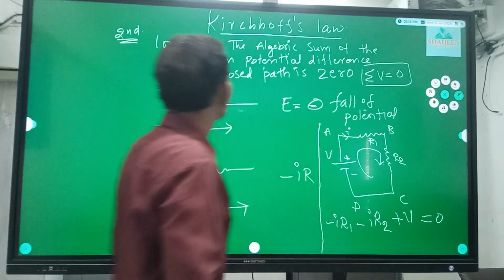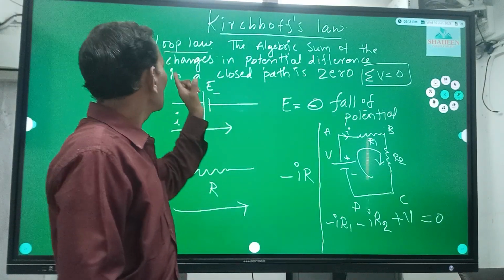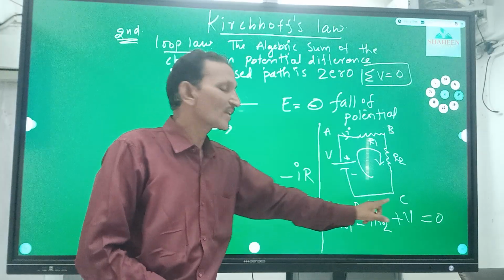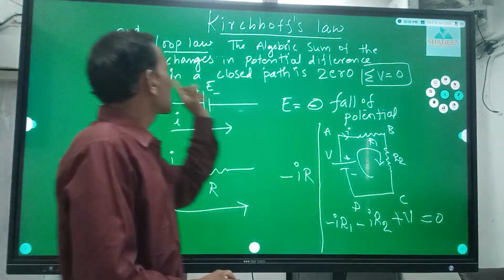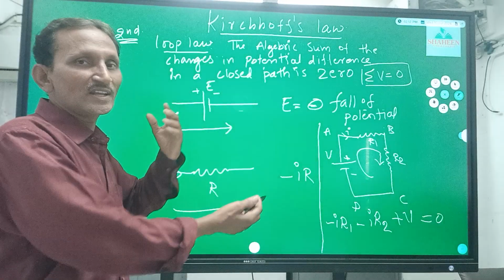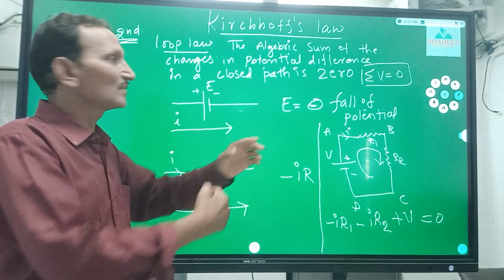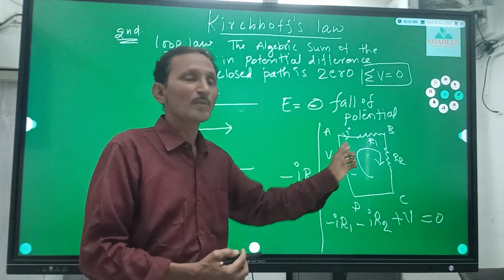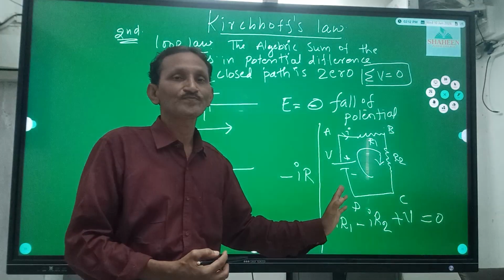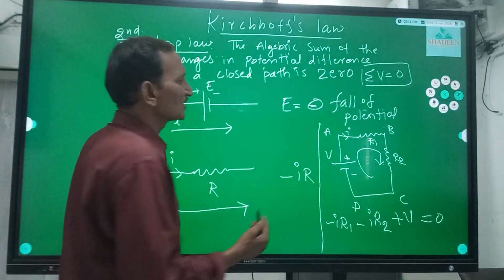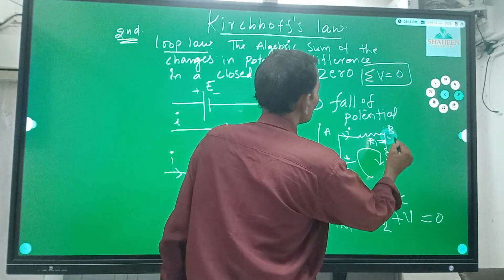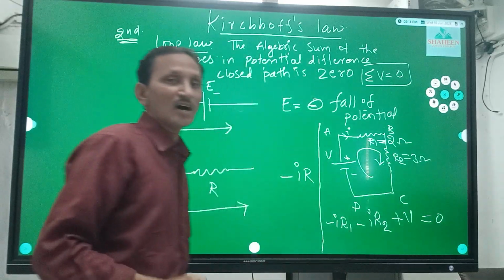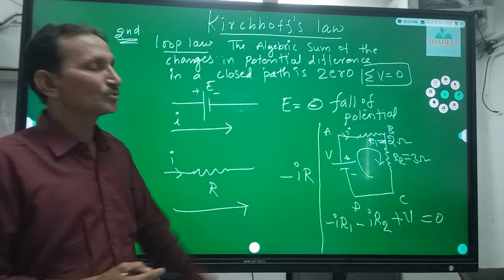Your statement is the algebraic sum of the changes, fall of potential, rise of potential. Changes means falling, increasing, decreasing. Your potential difference in a closed path is equal to 0. Now take R1 equal to 2 ohms and R2 equal to 3 ohms.